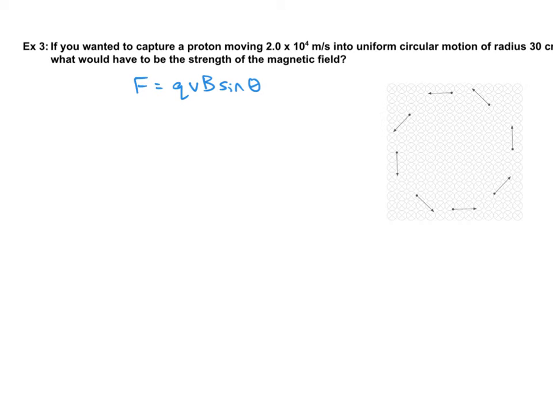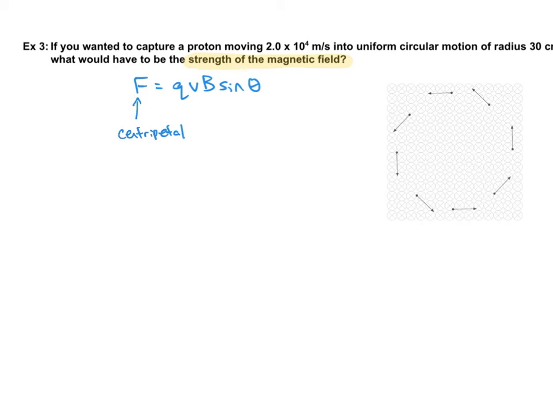They give you some variables and ask you to solve for a specific variable. So they ask you to solve for the B value, how strong the magnetic field is. So what I've written down is the formula from the previous example. That's the force felt by the moving charge in a magnetic field. And the big concept here is that this force is actually a centripetal force.